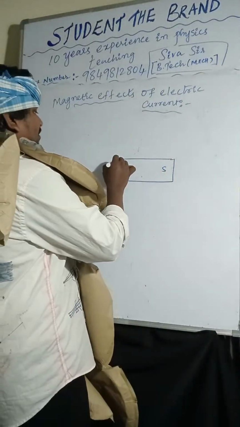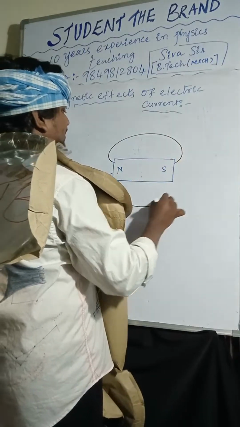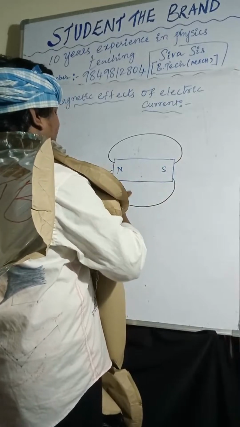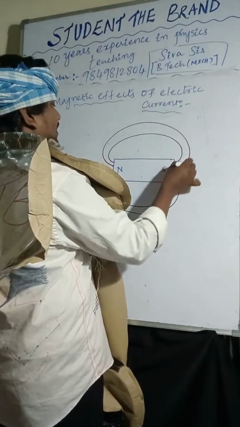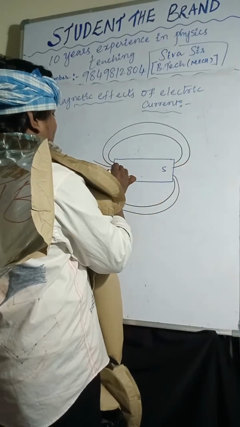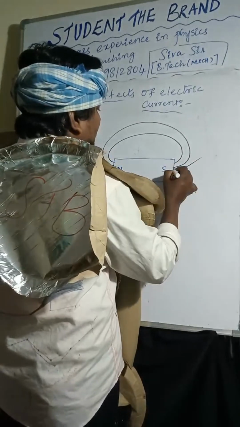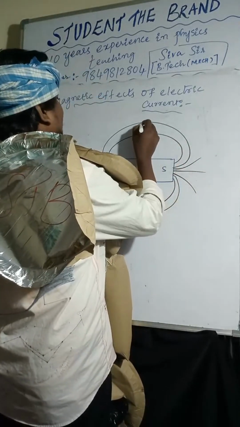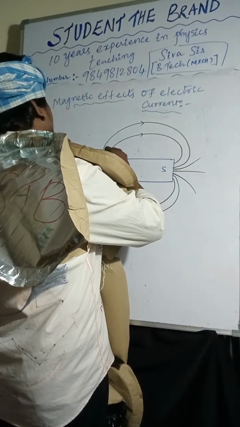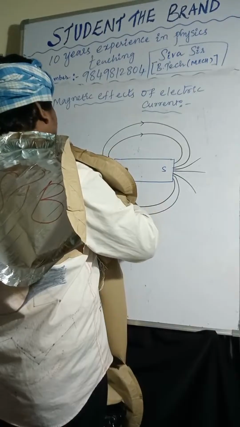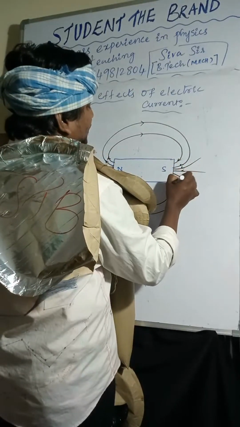Around the magnet, I am considering the magnetic field lines, taken in the form of magnetic field direction. Like this, I am considering north to south on the outside. Towards the poles, inside, the direction is reversed.